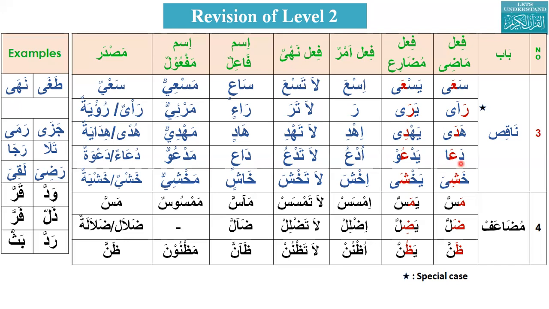And what is the Amr for Da'a? أدعو. Ad'u? أدعو, I meant. Just a slip of the tongue. Okay. Good. What about Khashia, plural? خشيو خشو Khashu. Can you please do the Madi for Khashia? خشي خشيا خشيت خشيتم خشيتو خشينا.